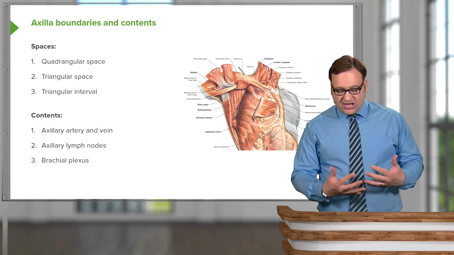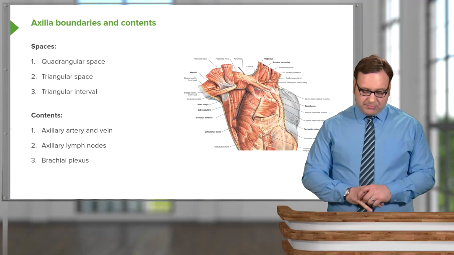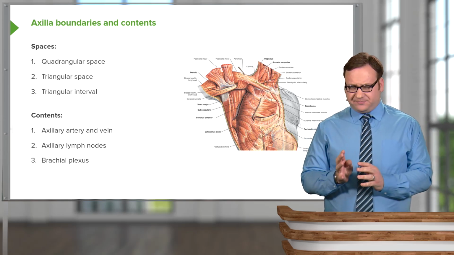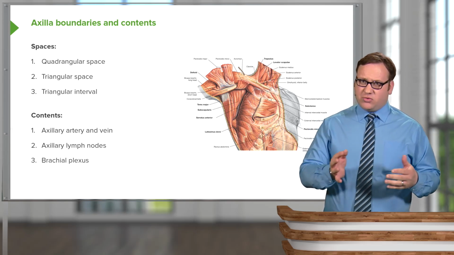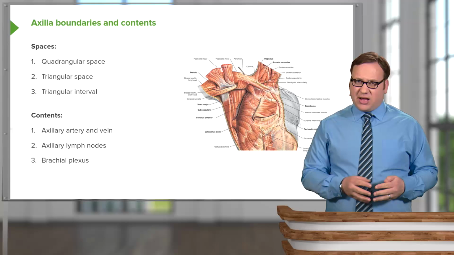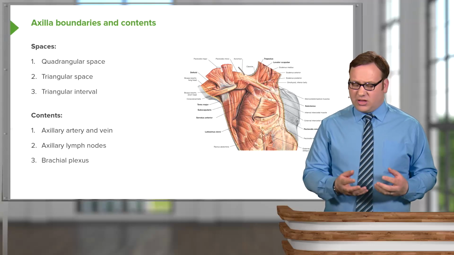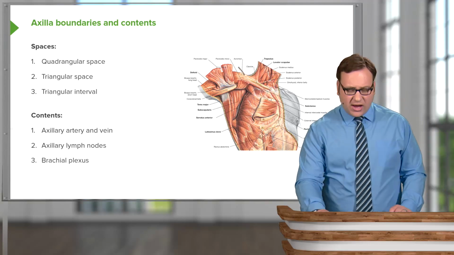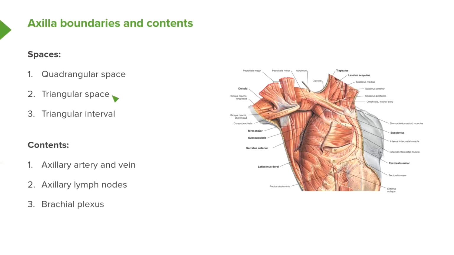Within the posterior wall of the axilla, there are a series of spaces, and these are important spaces as they allow structures to leave the axilla and pass to the various locations. So they can pass to the scapular region, they can pass to the posterior aspects of the arm, they can pass to the shoulder joint. So within the axilla, along its posterior wall, we have three spaces. These are known as the quadrangular space, the triangular space, and the triangular interval.